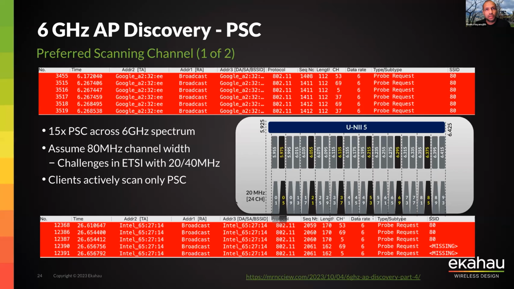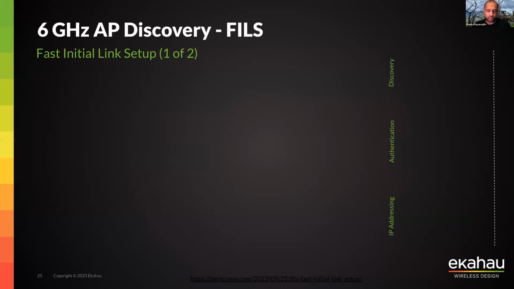In the US, you will see this is used, but in other regulatory domains, if you're deploying 80 megahertz, you can use that. But if not, you have to rely on other methods. In that way, the preferred scanning channel will not work universally if you have anything other than an 80 megahertz deployment. Okay, keep that in mind. So now, what are the other methods available if you want to discover?